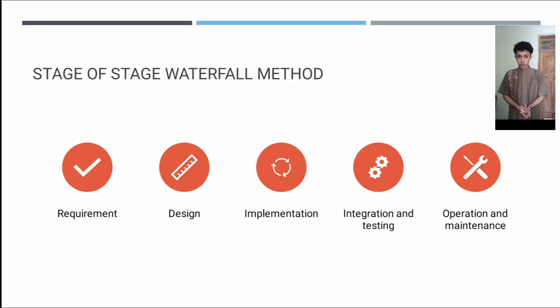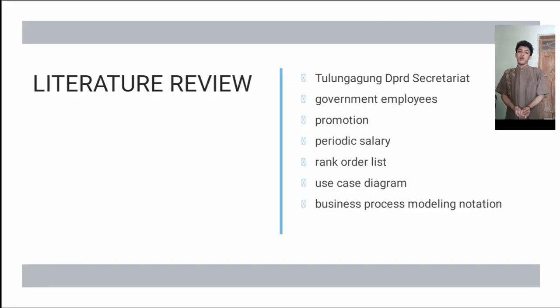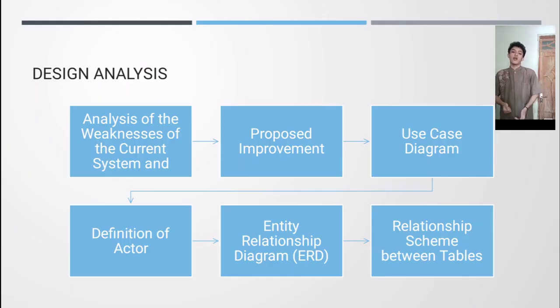Next, the literature review: Tulungagung DPRD Secretariat, government employees, promotion, salary increase, rank order list, use case diagram, and business process modeling notation. Next, design analysis: analysis of the weakness of the current system and proposed improvement, use case diagram, definition of actor, entity relationship diagram or ERD, and relationship scheme between tables.